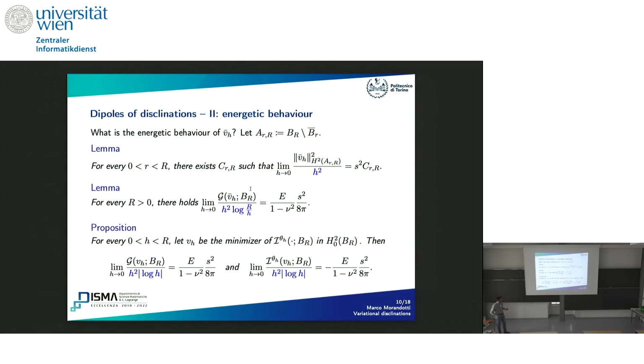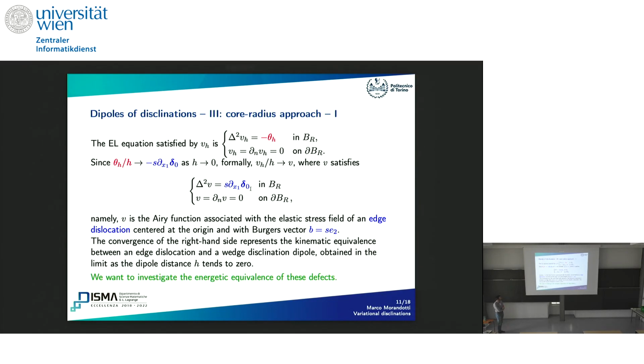And indeed, we can see that the minimizer of our dislocation energy I theta has these two behaviors. Both the elastic part and the full energy scale like h squared over h, and they get to the same limit with opposite signs, as we expected, because the contribution of that duality was negative. All right. So the Euler-Lagrange equation that is satisfied by that VH is this one.